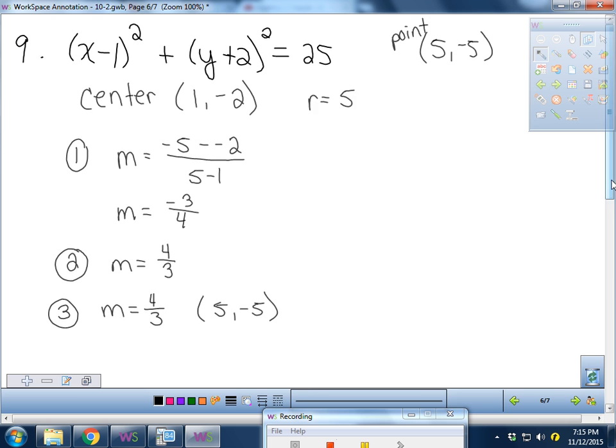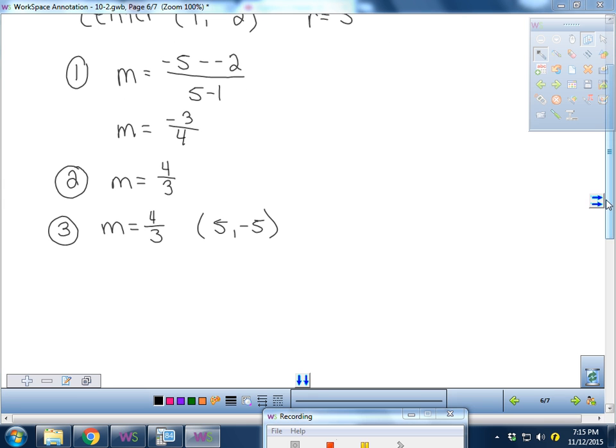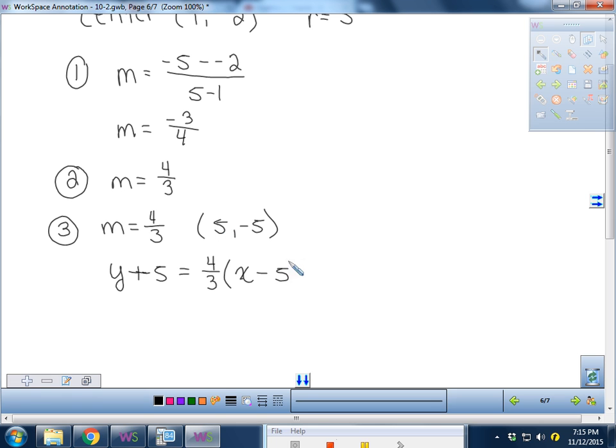And I plug that into point-slope form. So that would be y minus my y. It's a negative 5, so that's going to make this a positive, equals m, which is 4/3, times x minus 5, my x. Then all I have to do is distribute and then move that 5 over. So leave the 5 for now. I'll take 4/3 times x, which is 4/3 x. Then I'll take 4/3 times negative 5. That's going to give me negative 20 over 3.